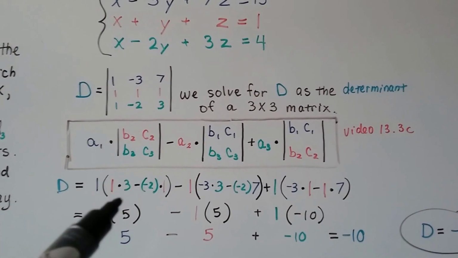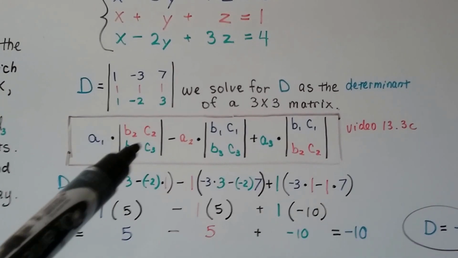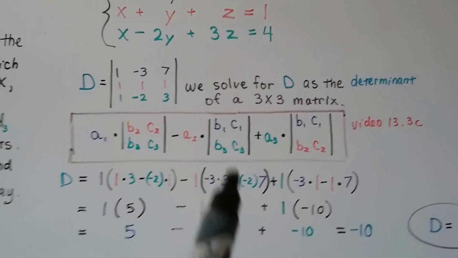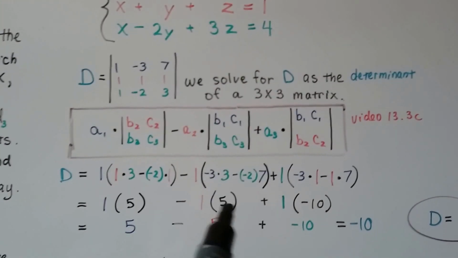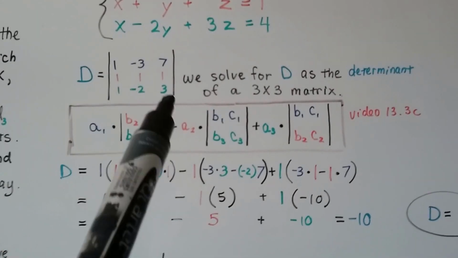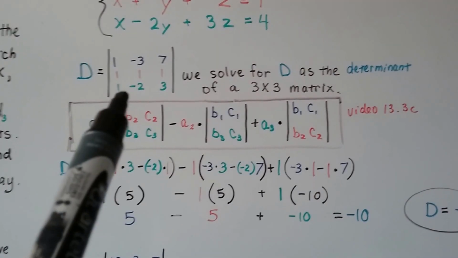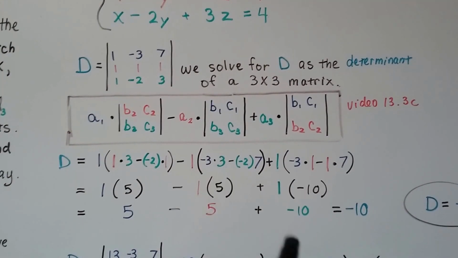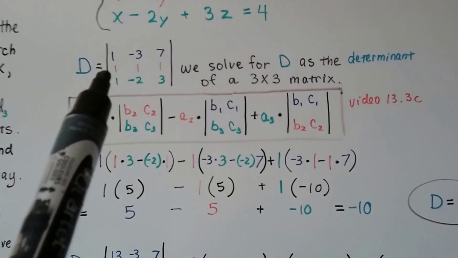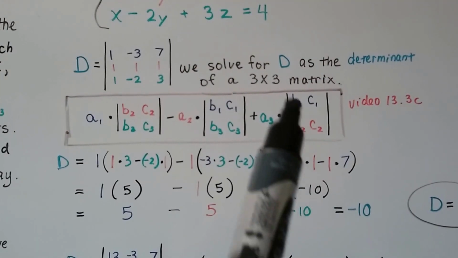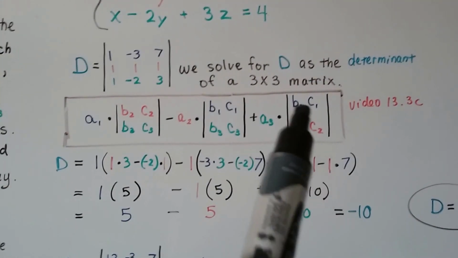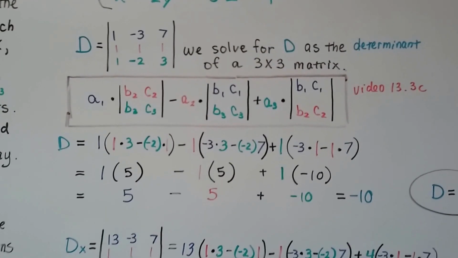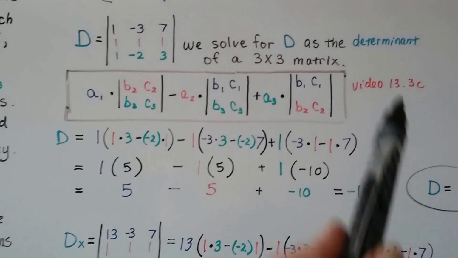So we've got a 1 times a 3 and a -2 times a 1. We have to subtract these. All right? We're going to do the same thing for this one. We're going to cross multiply: -3 times 3, and then the -2 times a 7. See that? And we're going to subtract those products. Then we're going to add this 1 times the difference between this product and this product. All right? If you're confused, you have to go back to that video and watch what we did.